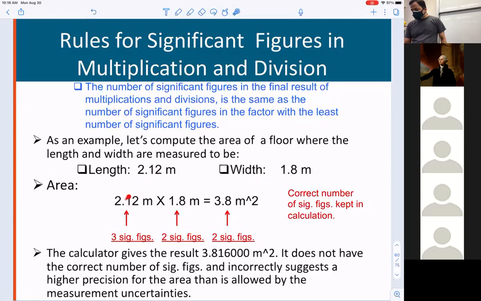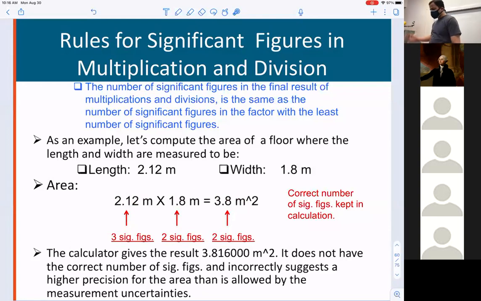So then the question is, in this multiplication, how many significant figures should I keep? The rule here is that the number of significant figures in the answer will be equal to the number of significant figures in the number that has the smallest number of significant figures. So that was a lot of words. But here, 2.12 has 3 significant figures, 1.8 has 2 significant figures. So that means I should only keep my answer to 2 significant figures.